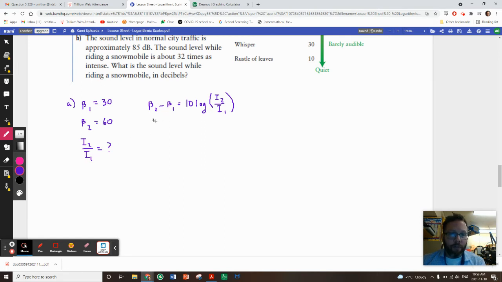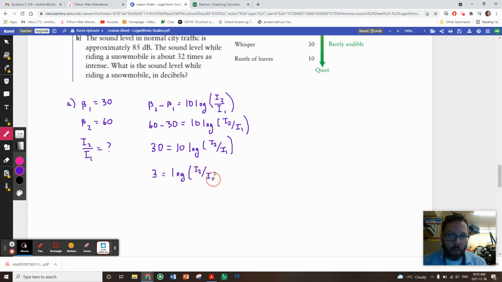So let's plug in our stuff. 60 minus 30 equals 10 times the log of I2 over I1. We'll just do one step at a time here. And dividing both sides by 10, we get 3 is equal to the log of I2 over I1.